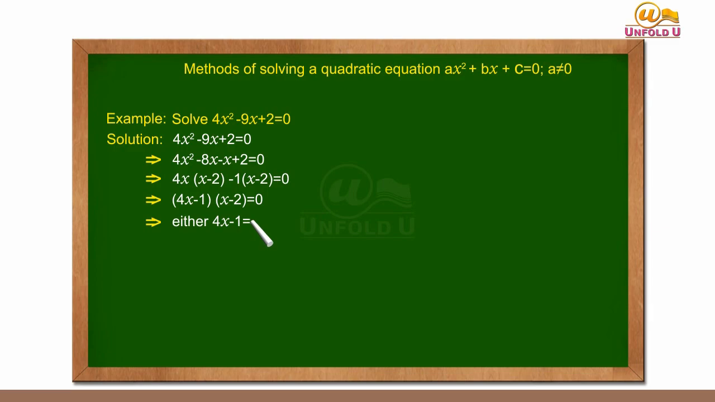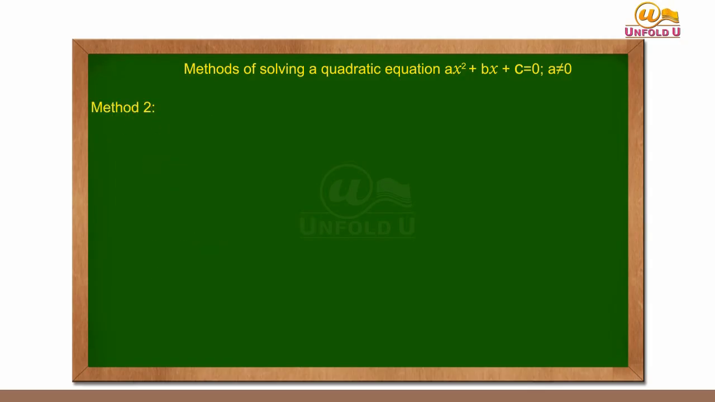or x − 2 = 0, which implies either x = 1/4 or x = 2. Therefore, x = 2 or 1/4.